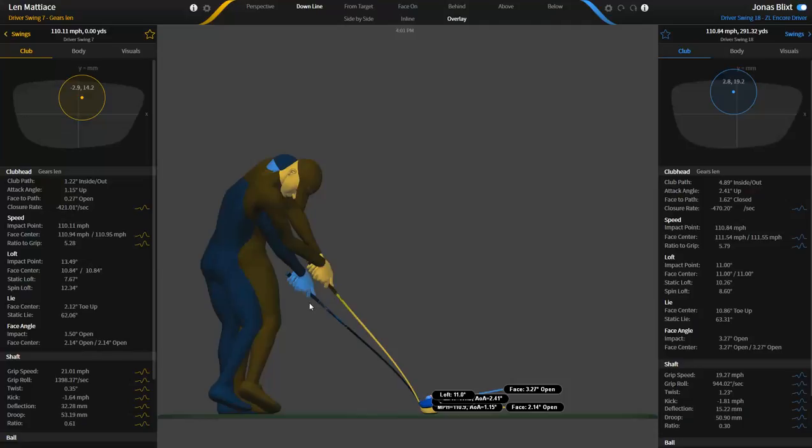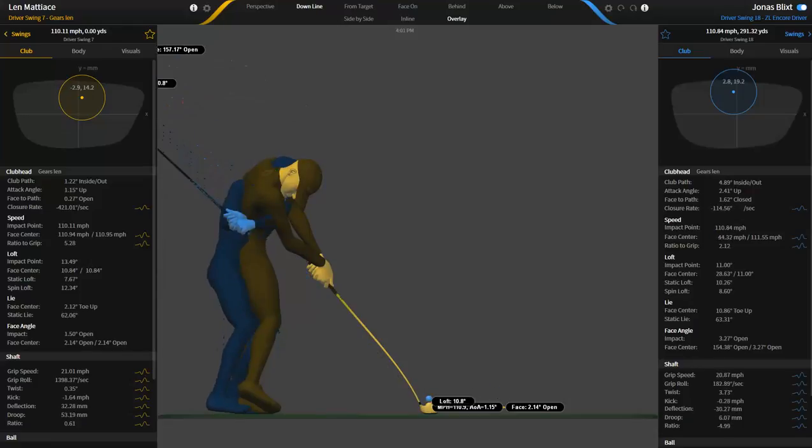But this movement of the handle and the shaft droop is going to affect the lie angle. In this case, Jonas Blixt is 11 degrees upright, even with all that handle movement. So he's trying everything he can to keep the face from closing. And he's got this really kind of low handle.